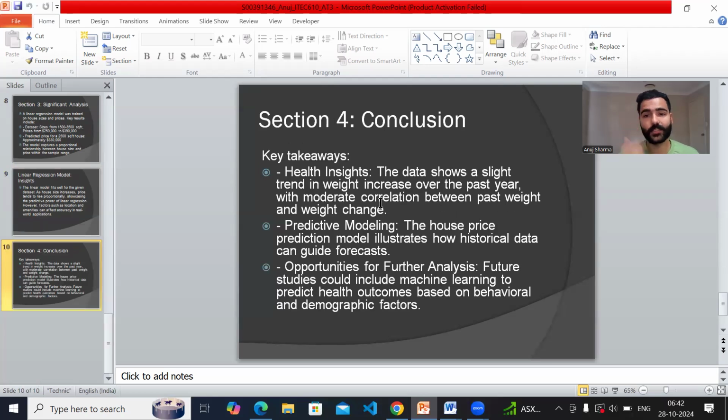In the conclusion section, we can say that there are three key takeaways: health insights, predictive modeling, and opportunities for further analysis. The health insights include that the data shows a slight trend in weight increase over the past year, with a moderate correlation between past weight and weight change. Predictive modeling: the house price prediction model illustrates how historical data can guide forecasts. Opportunities for further analysis: future studies could include machine learning to predict health outcomes based on behavioral and demographic factors.